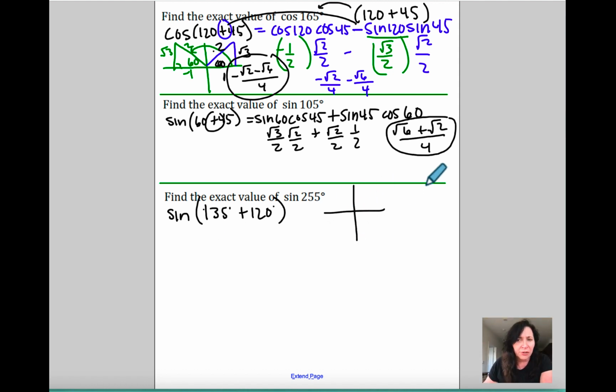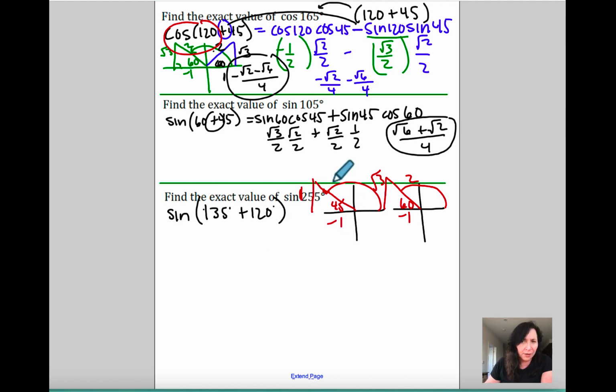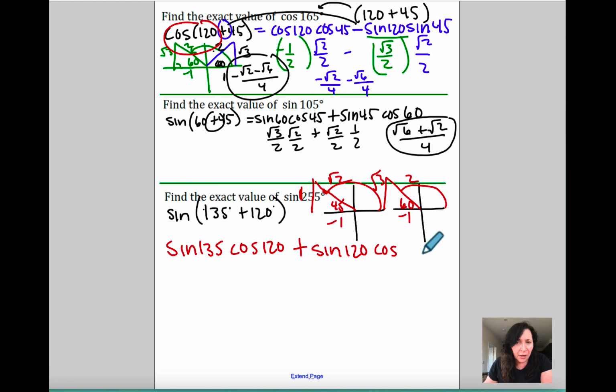Thinking of this, I'm going to draw two little axes. I've got 135 is here, right? With a 45-degree reference. So 45, remember, goes 1, 1, square root of 2. 120, also second quadrant, but that's a 60-degree reference. And we did that one up here with cosine. Still, root 3 here, 2 here, negative 1 here. Negative 1, 1, square root of 2. So let's expand that. We get sine of 135, cosine of 120, sine is the same, plus sine of 120 and cosine of 135.